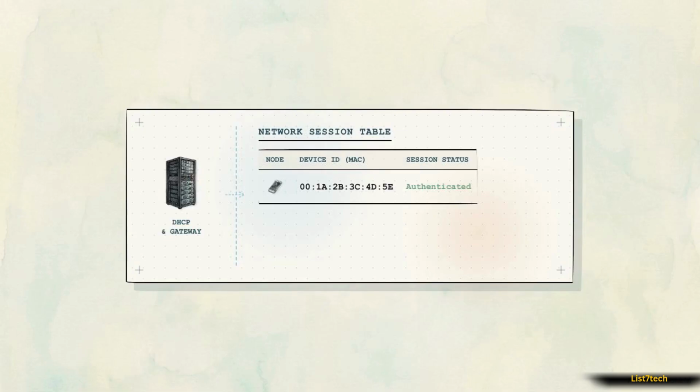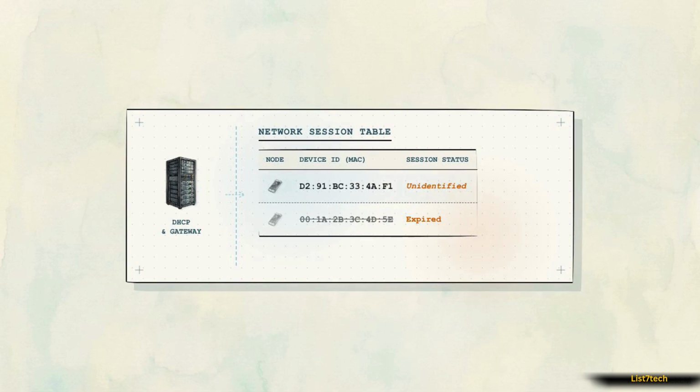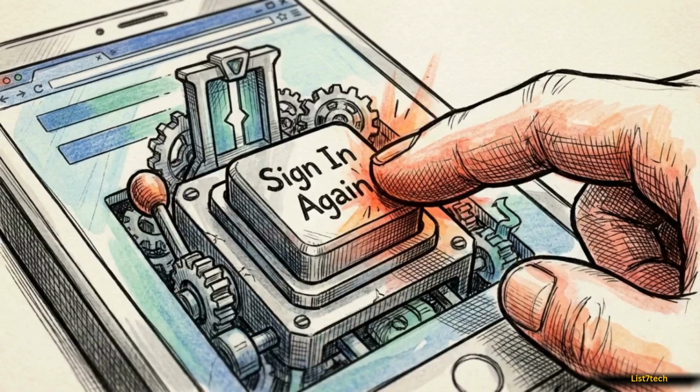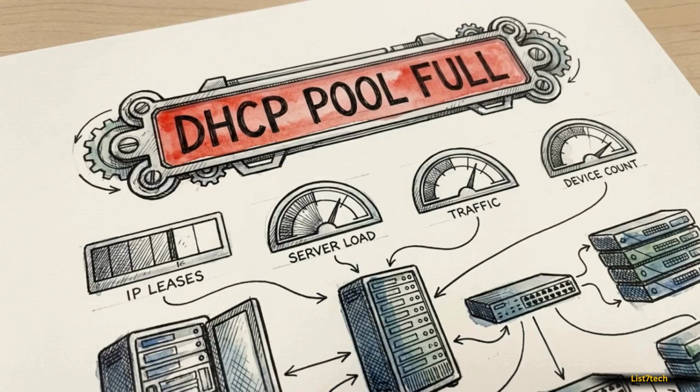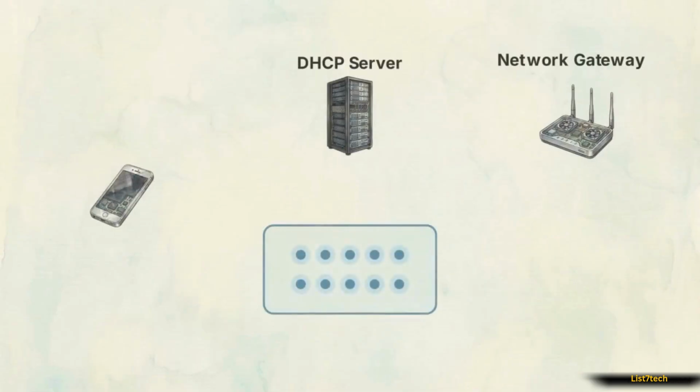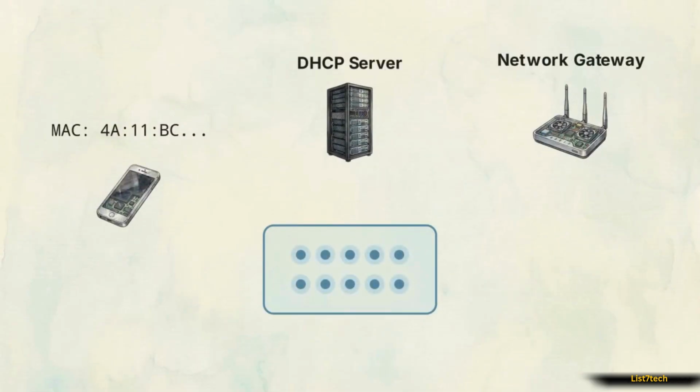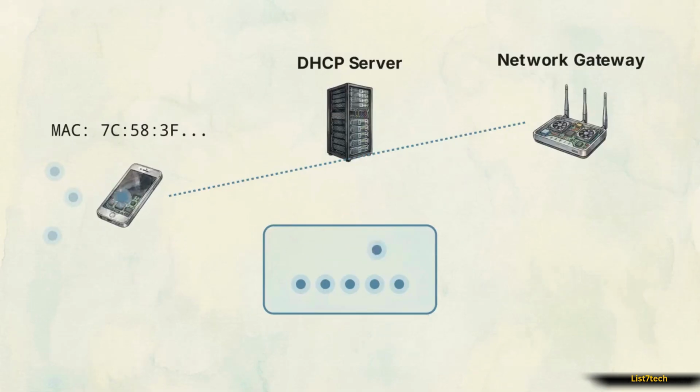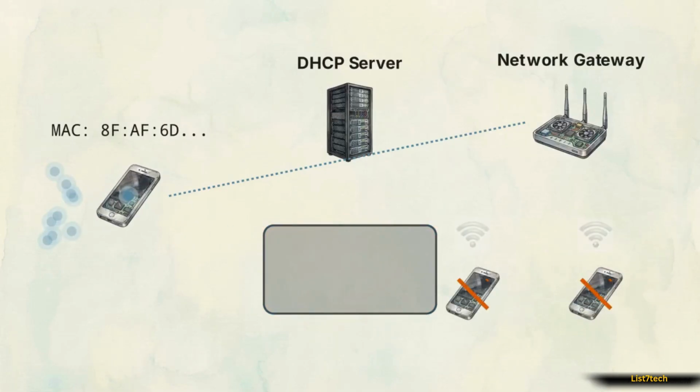When your device rotates its MAC address, the network session table views it as a brand new, unrecognized piece of hardware, instantly forcing you back through the captive portal reauthentication process. On the back end, this randomization triggers DHCP pool exhaustion. A single mobile device rotating its MAC address rapidly consumes multiple IP leases from the available pool, locking out legitimate users until those old leases finally expire.